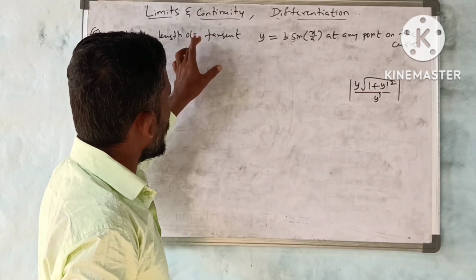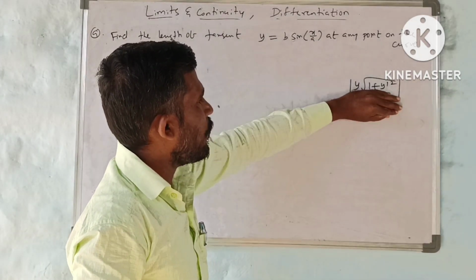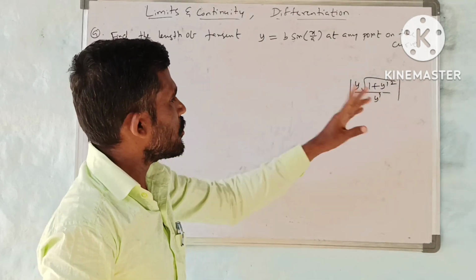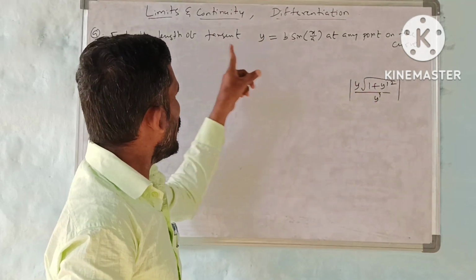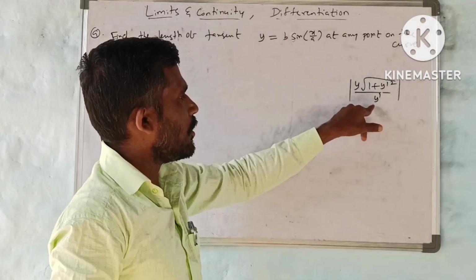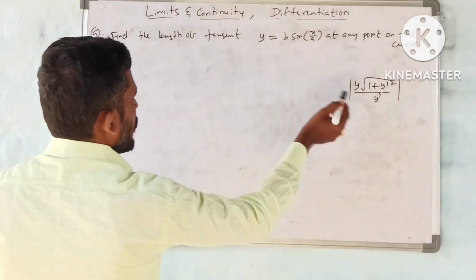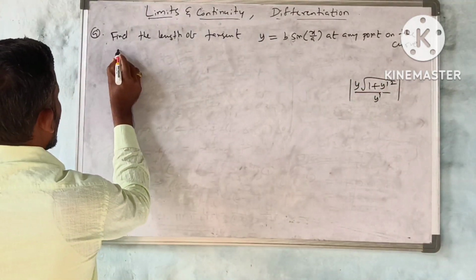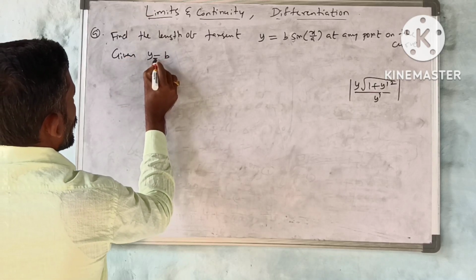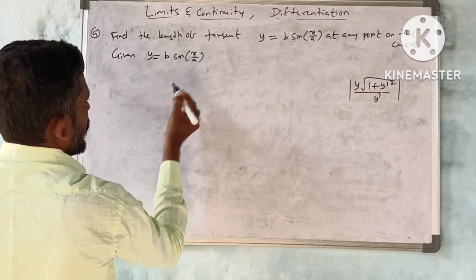If you ask for the length of the normal, the denominator is left out. So that is the modulus of y times the square root of 1 plus y dash square only. So a small difference: with y dash in the denominator it is the length of the tangent, and for the length of the normal there is no denominator, only the numerator. That is the principle. So for that, first I am taking the given function: y is equal to b sin of x by a.